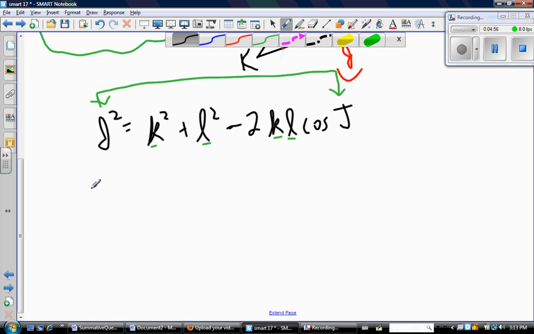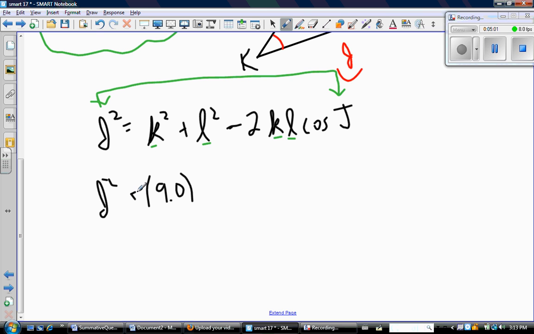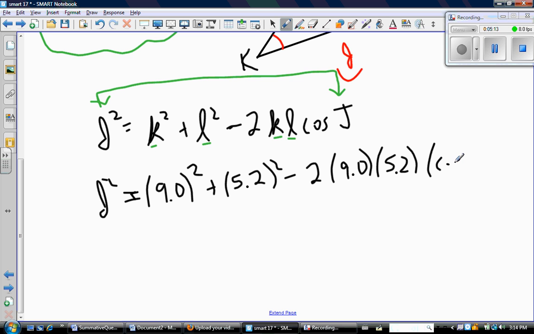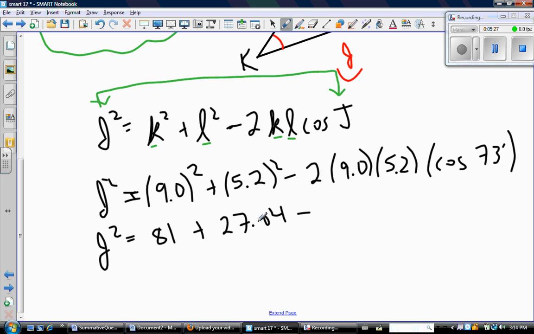So J squared equals K squared plus L squared minus 2 times K times L times the cosine of J. Please make sure your calculator is in degree mode. Okay, so J squared equals, so 81 plus 27.04 minus, and here I'm going to multiply these three things together. That gives me 93.6. And here I'm going to calculate cosine 73, 0.2924.